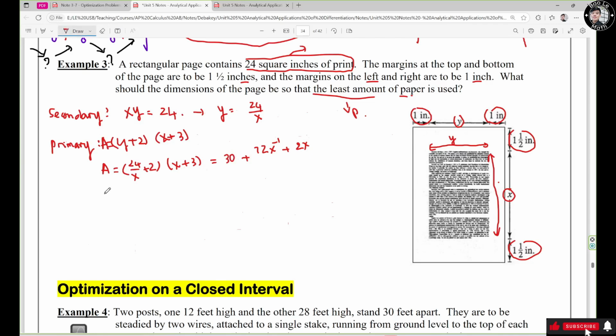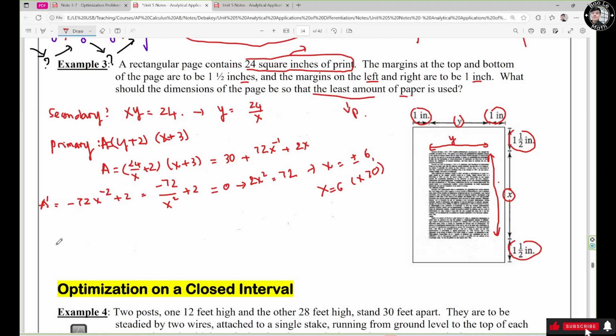Now I need to take the first derivative, right? So I have A prime is going to be negative 72 s raised to the negative 2, plus 2, right? And then I will write this one as a fraction. It's going to be negative 72 over s squared plus 2. Now I need to let this one equal 0 so that I can find the critical number, right? So then 2s squared equals 72. And then s equals plus and minus 6, right? I only pick s equals 6, right? Because the dimension of the base is always positive, right?